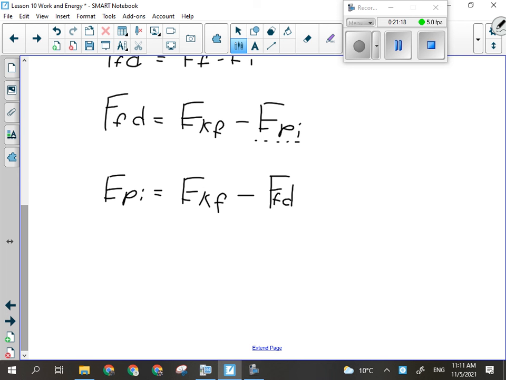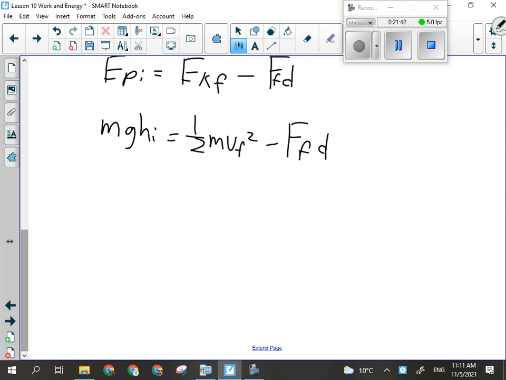Which should make sense, right? My initial should be the final minus the change. Okay, so now I'm going to put in my formulas here. I'm looking for m times g times h initial on this side, 1/2 m vf squared here, minus force of friction times distance.